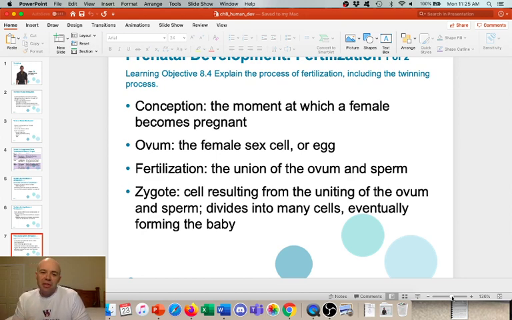And that's why you see differences in the ability to reproduce between males and females by age. Males tend to be able to still reproduce much later in life, whereas females have more difficulty because of the loss of eggs or ovum.